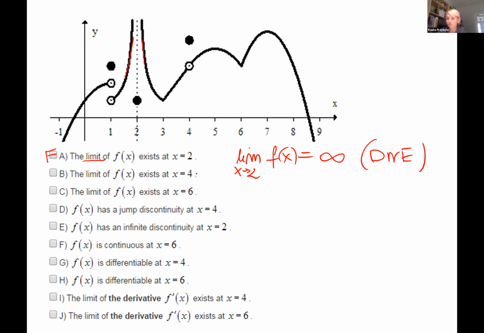Okay, limit at 4. Do you think the limit at 4 exists? At 4. Yes, because at 4, I can maybe add a few numbers, 1, 2, 3, 4. Can you tell me what the limit at 4 is?